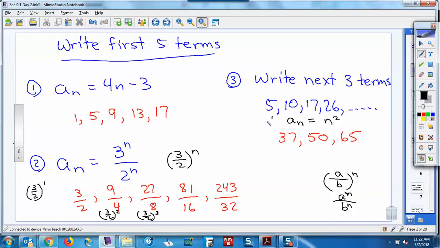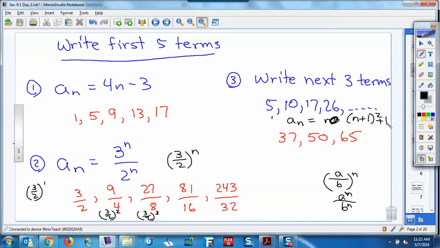So what do we have to do to the n first before we can square it? There you go. We need to add 1. So this is actually going to be n plus 1 squared. Now let's think about that. So now when n's a 1, 1 plus 1 is 2. 2 squared is 4. Oh, but then we're 1 short. So then we would add on a 1 outside the parentheses.